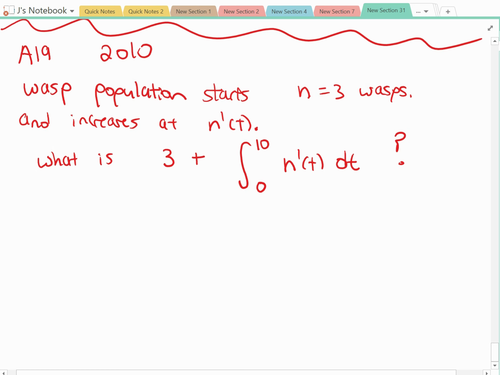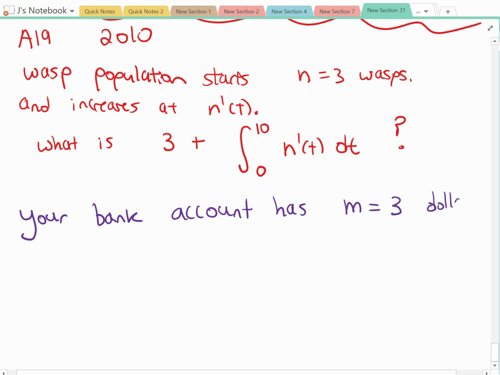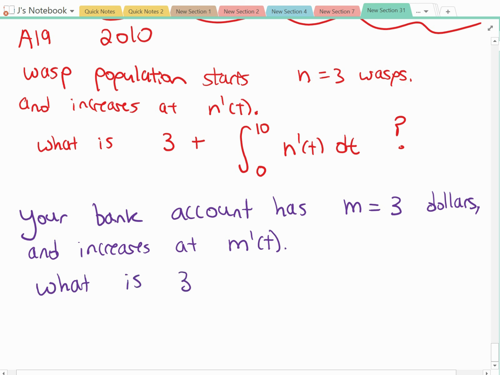Okay, let me rephrase this. This is a question that's phrased for biology. I'm going to rephrase it for not biology. Your bank account, so this is like switching x and y, same kind of thing. Your bank account has M equals $3. M for money. And increases at m prime of t. What is 3 plus the integral from 0 to 10 of m prime of t dt?